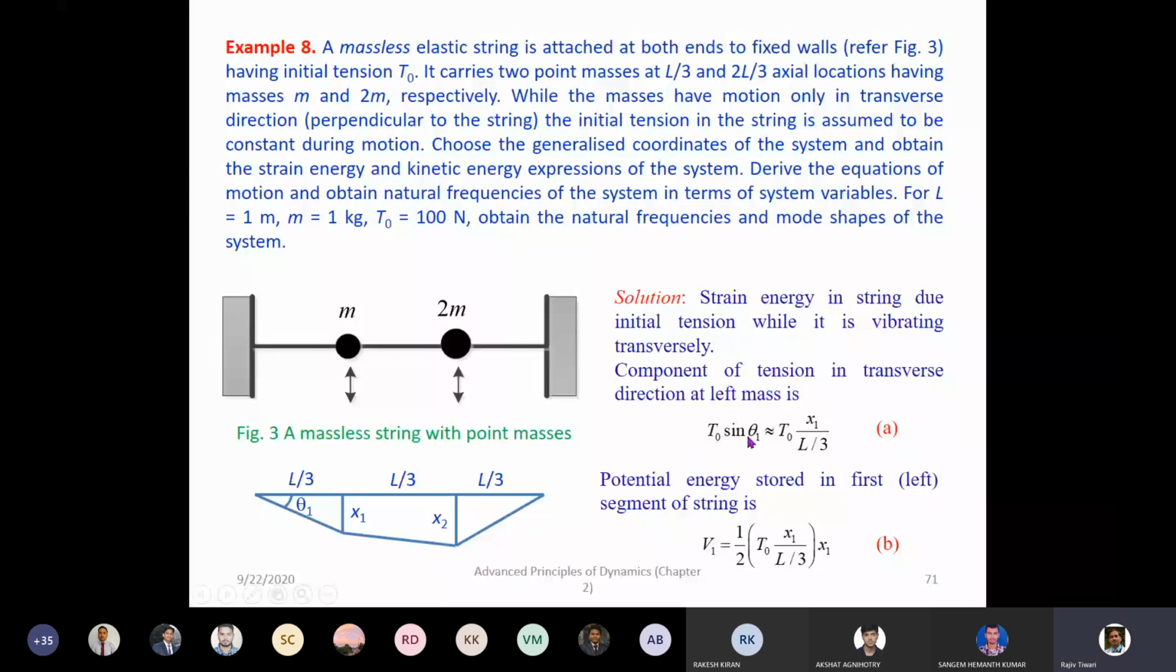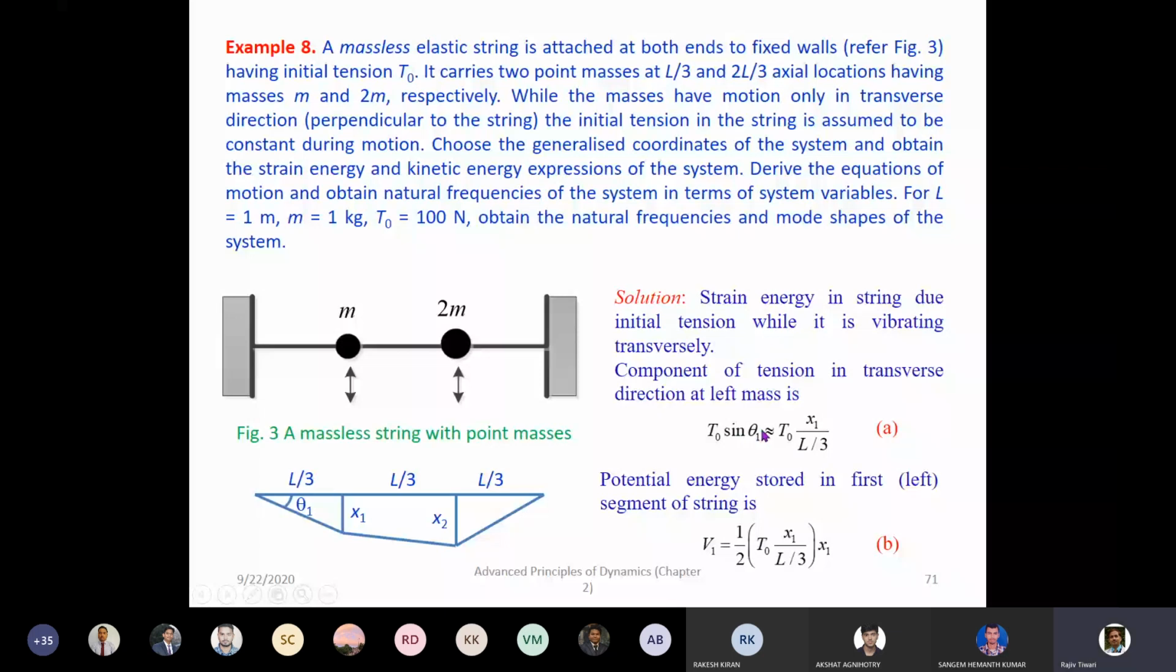And sine theta 1 is x1, and so sine theta can be approximated as x1 by L by 3. Actually, this should be tan theta. So tan theta 1 is approximated as x1 by L by 3, because for small angle, sine theta and tan theta are equal.